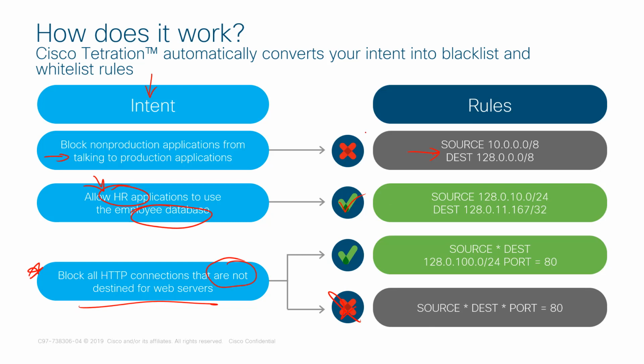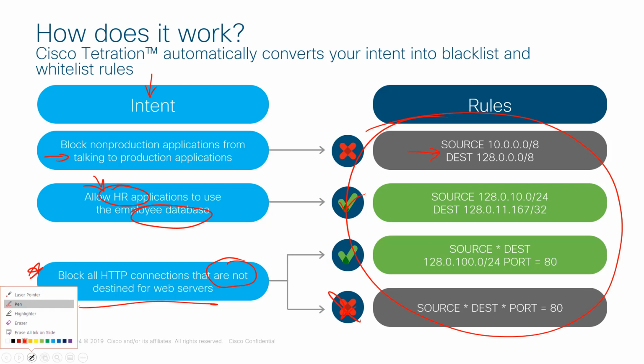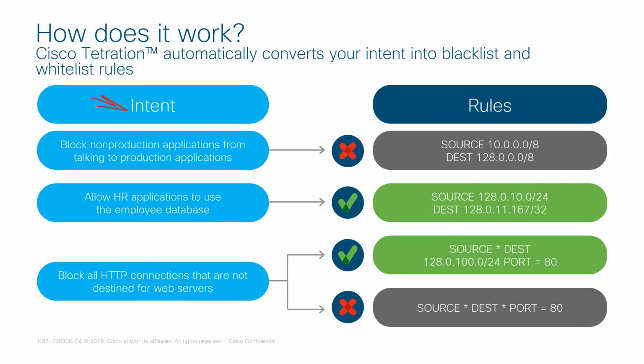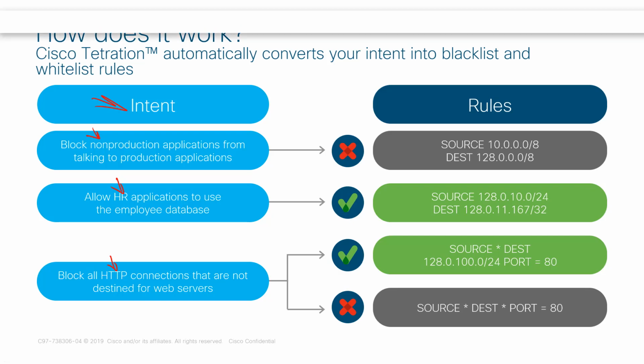And of course, as I said, Tetration will translate that down to IP versus IP, but now I'm actually delivering my intent. I'm telling Tetration what I expect it to do by either blocking production from seeing non-production, allowing HR to see the shared database, or blocking web connections to servers that are not considered web servers. So I can easily do these policies within Tetration. So let me pause the video. We'll jump into a lab where we're going to take a look at both the policy analysis and the segmentation.